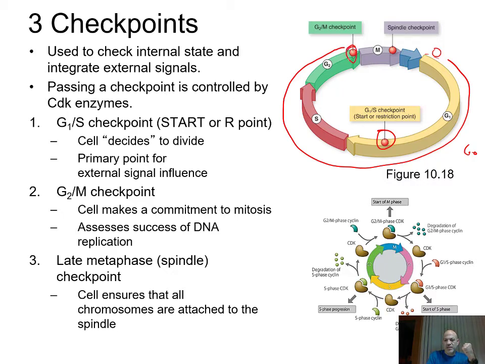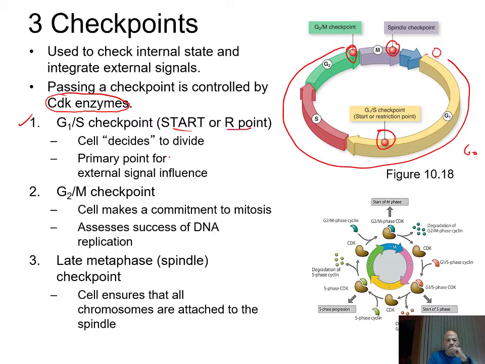The next checkpoint is right here. And this checkpoint is going to make sure that we've copied our DNA correctly before we go into mitosis. And then the spindle checkpoint is going to be the one where we make sure everything is good before you start separating sister chromatids. We've kind of already mentioned these here. Every one of these checkpoints is going to be controlled by those cyclin-dependent kinase enzymes. So you're going to need those cyclin-dependent kinase enzymes to trigger moving on to the next point here. So here's your first one. It's the G1/S checkpoint. Sometimes it's called the start or the restriction point.